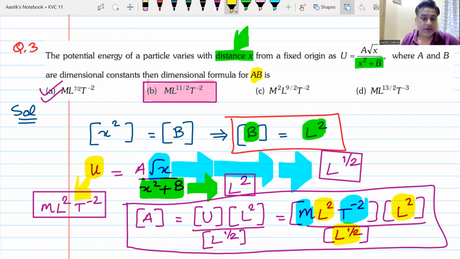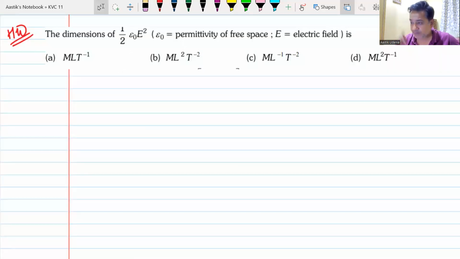Okay. Then I present to you this question. IIT-JEE 1999 as homework. Find out the dimension of half epsilon naught E square.